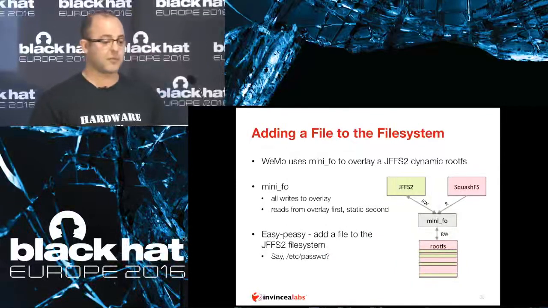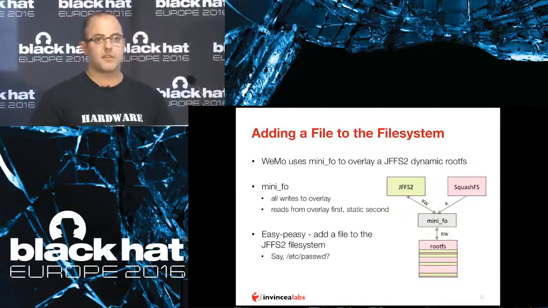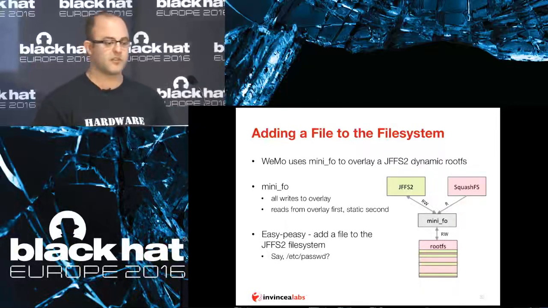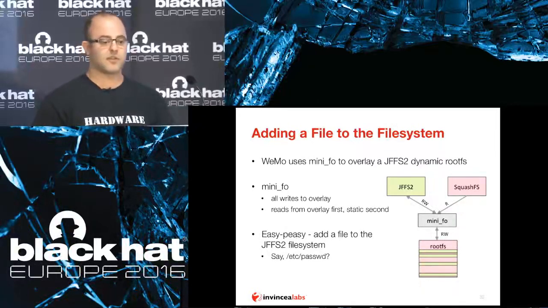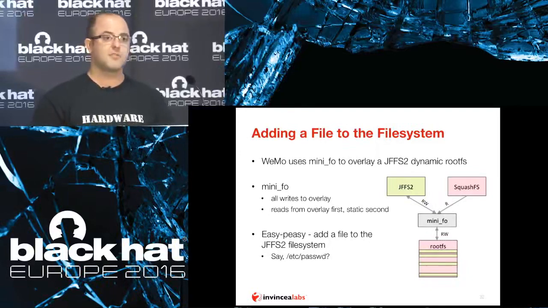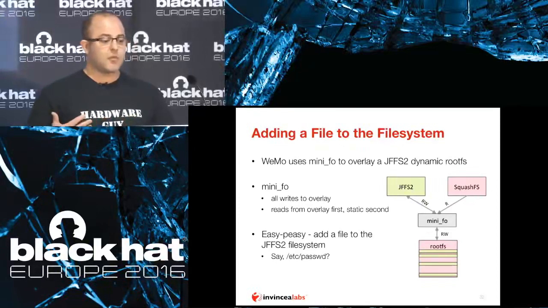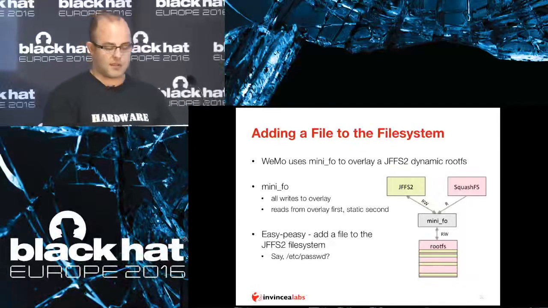We're going to modify etc password, but how is the file system structured? So how do we know where we're going to put this thing? There's two parts of the file system. There's a dynamic part, that's a JFFS2 partition, and there's a static part, it's a squashfs partition. The dynamic part can be read-write, the static part can only be read. And these are kind of blended together with an overlay file system, in this case Minifo. Newer versions of Wemo use overlayfs, but they still use similar semantics where they have a dynamic portion and a static portion.